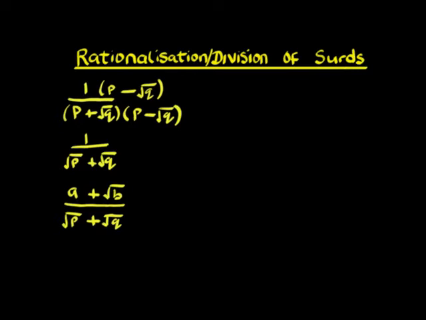For the second case, the same rule applies. We multiply both the numerator and the denominator by the conjugate of the denominator. Here we have root p plus root q, so we multiply that by root p minus root q, which is its conjugate. The same thing happens at the numerator: we multiply it by root p minus root q. This is what we have in this form.